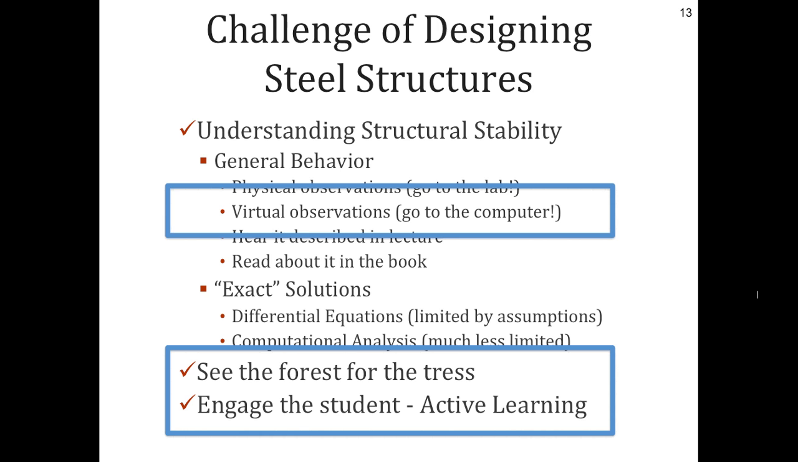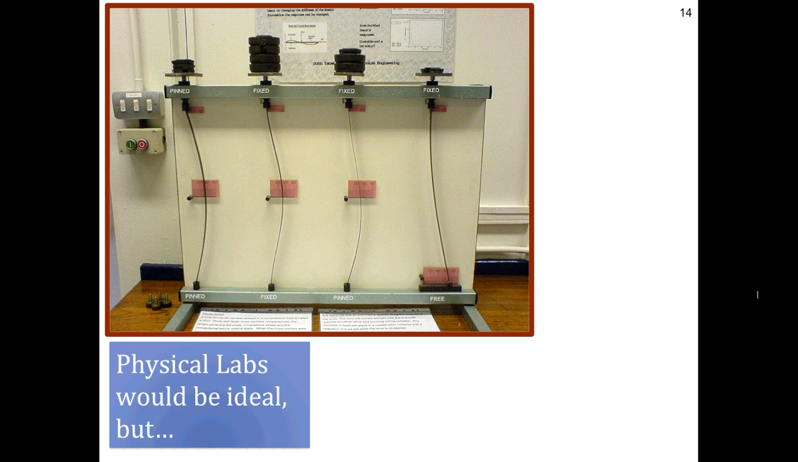And speaking of learning, I have just found in working with my own students, the best way to get them to learn, I don't want to say impossible topics, but more complex topics like structural stability, is to get them active, get them doing stuff, getting them running what-if scenarios, and seeing what happens. So that's where we're really coming from.